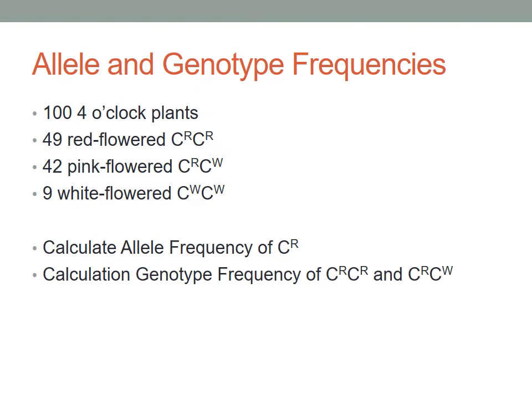Let's calculate the genotype frequency of CRCR. Well, we know there's 49 of those plants, and we know there's 100 plants total, so it's 49%. What's the genotype frequency of CRCW? There's 42 of them out of 100, 42%. We're going to keep coming back to these. We're going to go through a lot of examples.